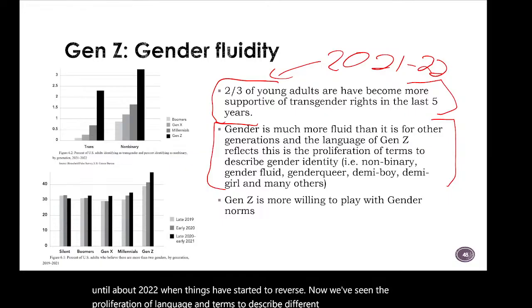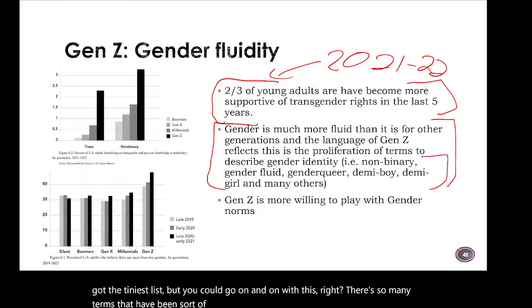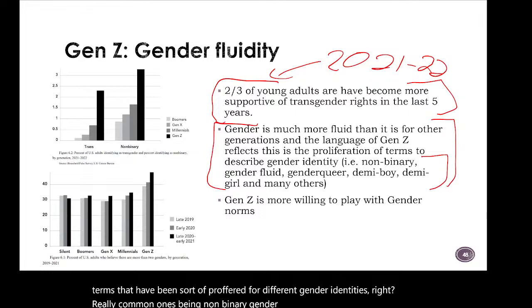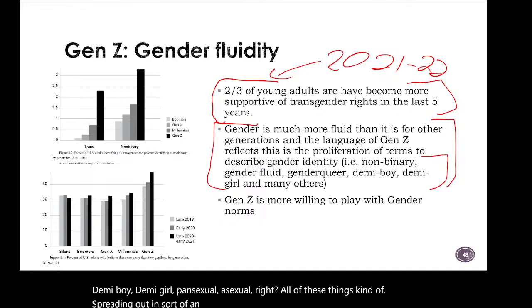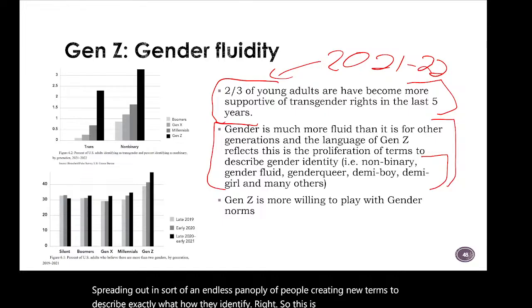I've got like the tiniest list, but you could go on and on with this, right? There are so many terms that have been proffered for different gender identities. Really common ones being non-binary, gender fluid, gender queer, and then demi boy, demi girl, pansexual, asexual, right? All of these things spreading out in an endless panoply of people creating new terms to describe exactly how they identify. So this has really proliferated, especially amongst Gen Z.